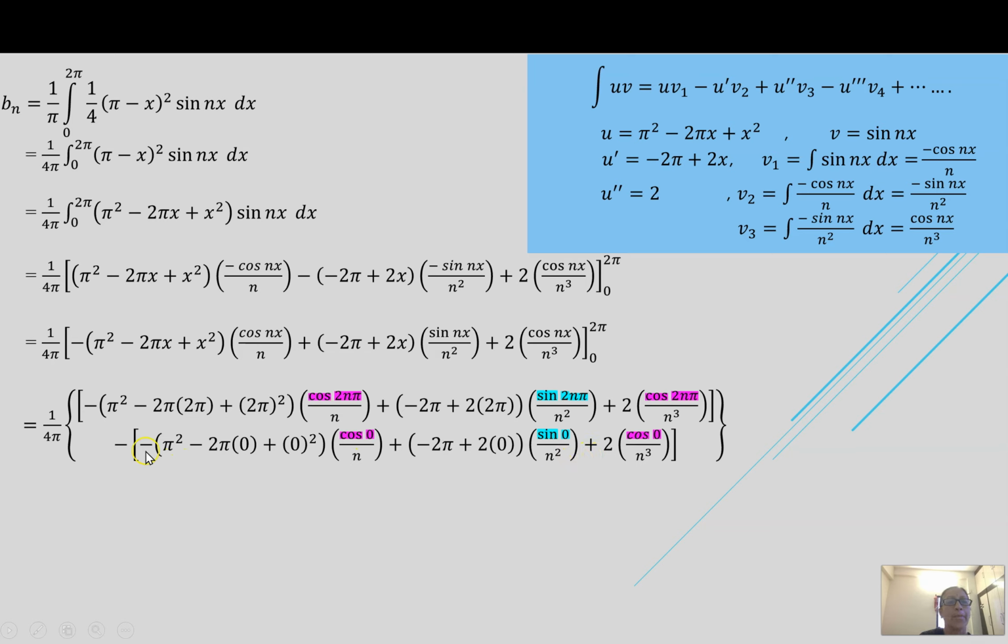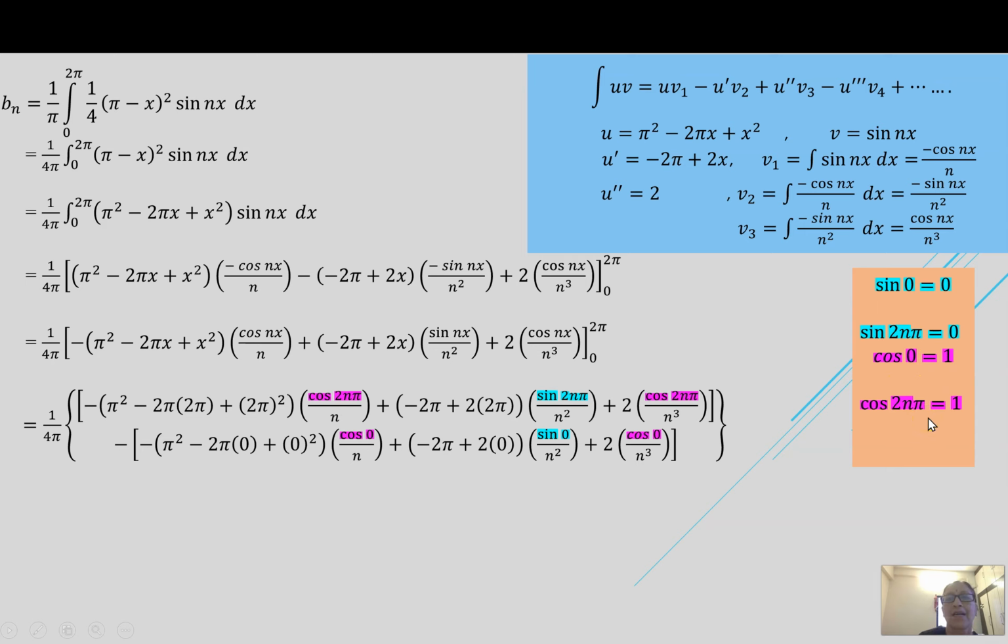So here minus of minus pi square minus 2 pi into 0 plus 0 square into cos 0 by n plus minus 2 pi plus 2 into 0 sin 0 by n square plus 2 into cos 0 by n cube. Now after applying upper and lower limit, you have to write values of cos 0, sin 0, cos 2n pi, sin 2n pi, so on. So as usual, value of sin 0 is 0, value of sin 2n pi is 0, value of cos 0 you know it is 1, value of cos 2n pi is 1.